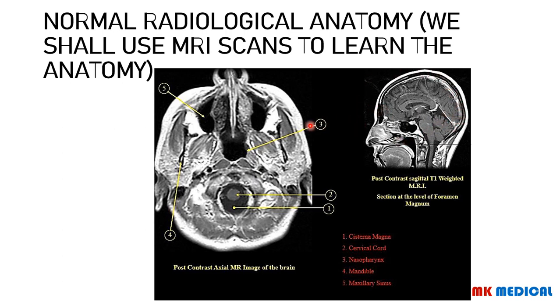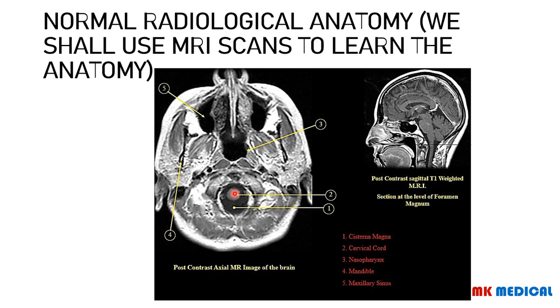So coming from posterior, remember this is posterior, this is anterior, this is right, this is left. Coming from posteriorly, this roundish grayish structure that is there is what's known as the cisterna magna, which is going to be lodging the spinal cord. So this light gray thing in the center is the spinal cord, the cervical spinal cord.